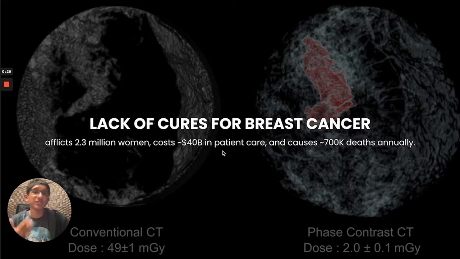Breast cancer is one of the most notable and deadly forms of cancer out there, afflicting over 2.3 million women, costing $40 billion in patient care, and causing 700,000 deaths annually. It often spawns from environmental and inherited factors in the human body, where the accumulation of cells metastasizes into other regions of the body. In this particular study, I focused on estrogen receptor positive breast cancer, or breast cancer that's caused by an overproduction of estrogen, estrogen receptor negative breast cancer, and general breast cancer overall.